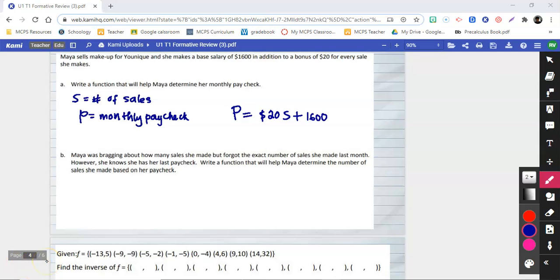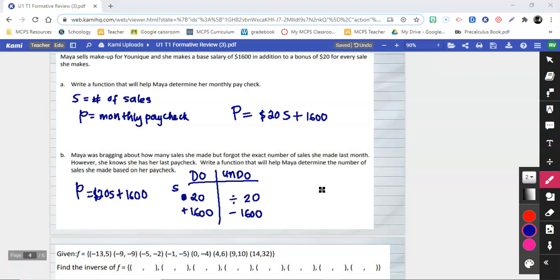Now Maya was bragging about how many sales she made but forgot the exact number of sales she made last month. However, she knows she has her last paycheck. Write a function that will help Maya determine the number of sales she made based on her paycheck. In this case, we will need to use our knowledge of inverse relation. Let's write the inverse of the equation that determines her monthly paycheck, which is P is equal to $20 times the number of sales plus 1,600.